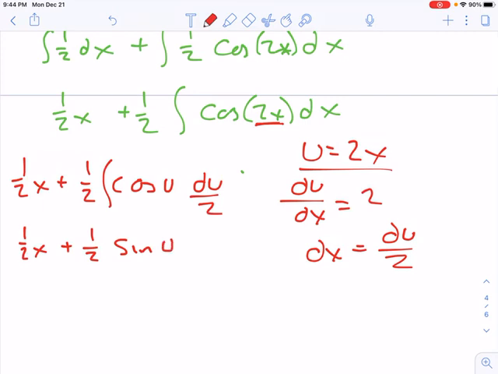And of course, this 1/2 times this 1/2. And that becomes 1/2 x plus 1/4 the sine of u, and u, of course, is 2x, plus c. That looks a little messy. My pen's not working too good. And there we have it.